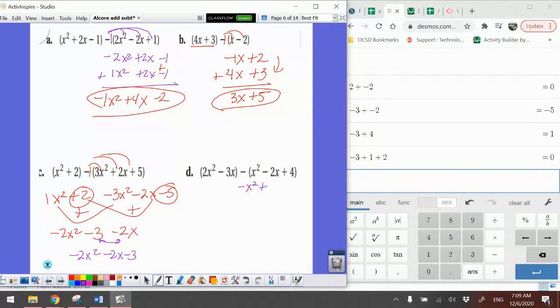Negative x squared, positive 2x, and a negative 4 when I distribute that negative 1. 2x squared minus 3x. Remember, those are going to go together. So that is a 1x squared. Those go together, negative 1x, and I drop my negative 4. Now I could also have this as x squared minus x minus 4. Remember, you don't have to write the ones.